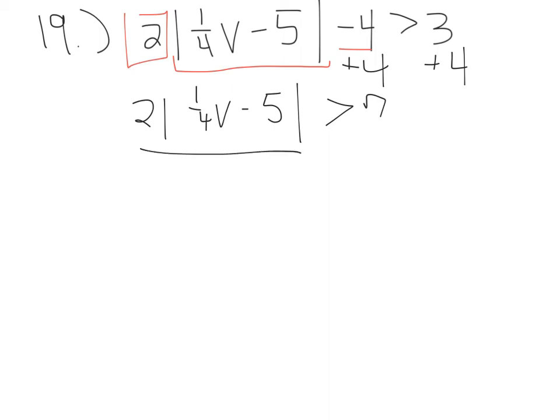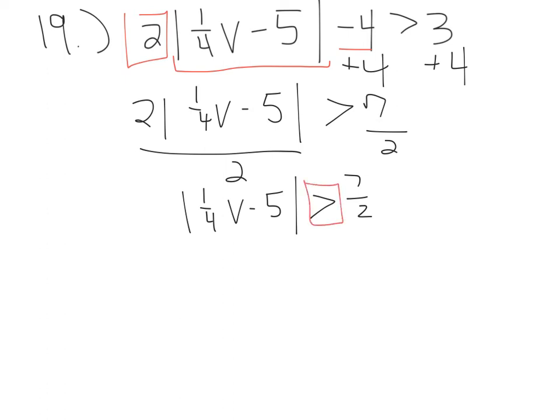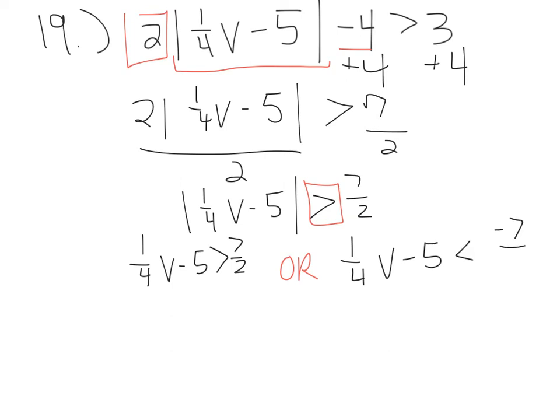I'll then divide both sides by 2 to get the absolute value of 1/4 v minus 5 is greater than 7/2. Since the symbol is "greater-or," I'm going to write an or compound inequality. The first inequality always remains exactly the same. The second inequality, you keep the inside the same, change the symbol, change the sign. Now I'm just going to solve each one separately.